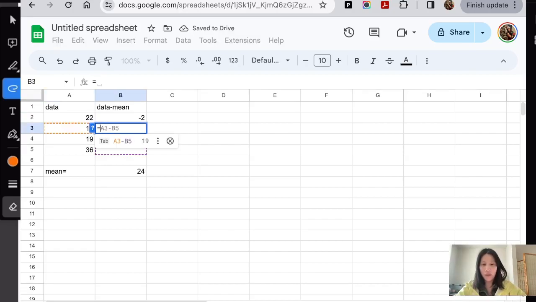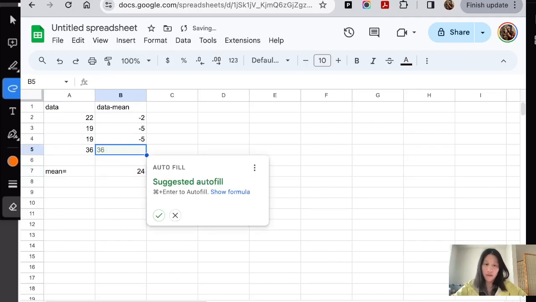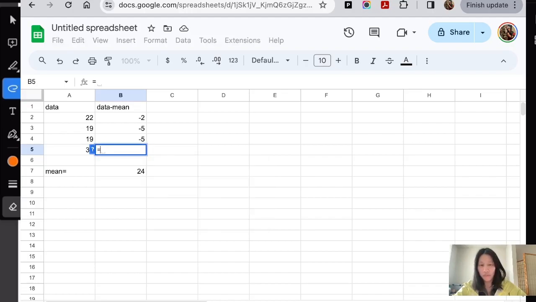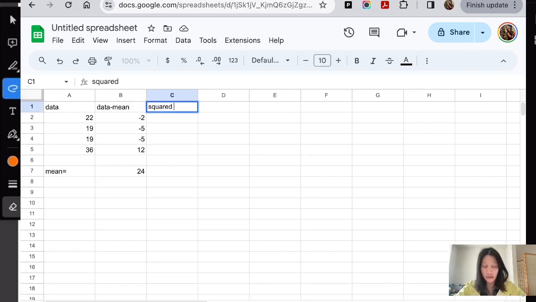So here is the same. I use the second data and then subtract this one, equal this guy, which is A4, subtract B7. And after that, you might already know what you want. A5, subtract B7. So that gives you the data subtract the mean, which gives you this, the distance, right? Or the deviation.